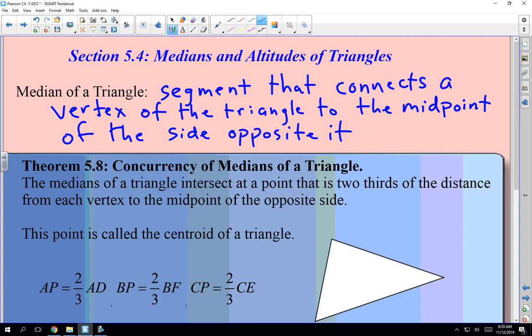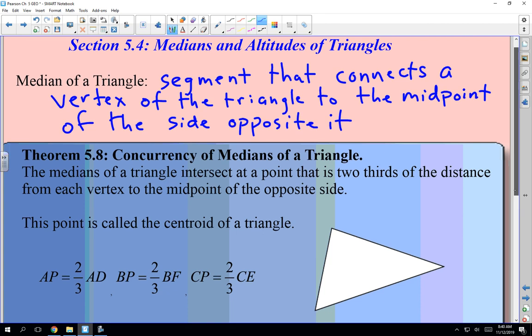You could actually find the midpoints of all three sides with the perpendicular bisector construction, and then just connect the midpoint to the vertex opposite it. Just like with the others, you only have to do two of them. You don't have to do all three. So it's the segment that connects a vertex of the triangle to the midpoint of the side opposite it.